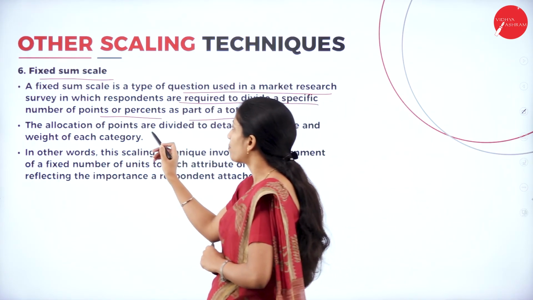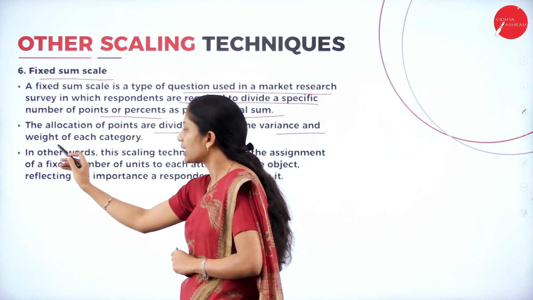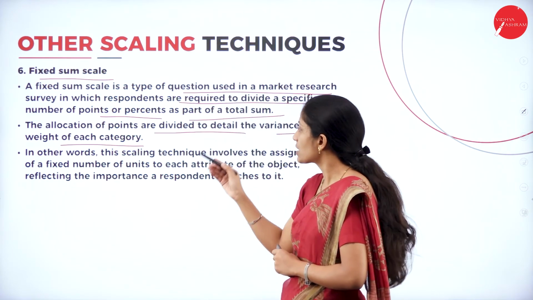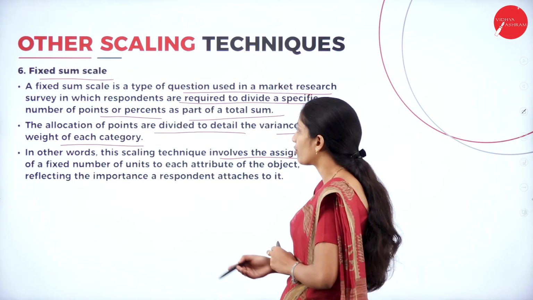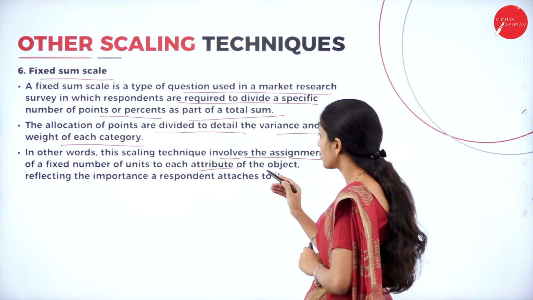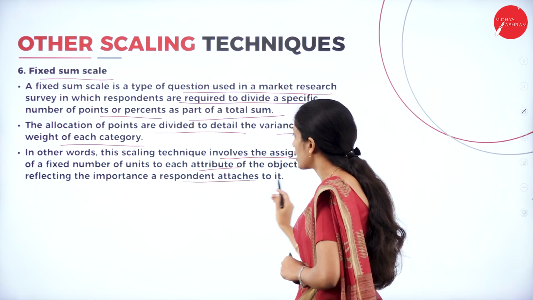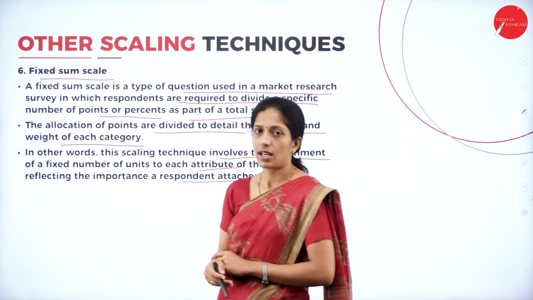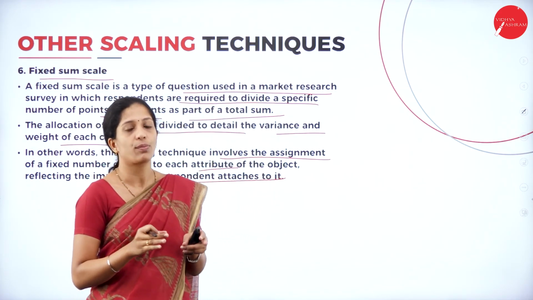The allocation of points is divided to detail the variance and weight of each category. In other words, the scaling technique involves the assignment of a fixed number of units to each attribute of the subject, reflecting the importance a respondent attaches to it. In the sense, here the measurement can be made in terms of a fixed value.